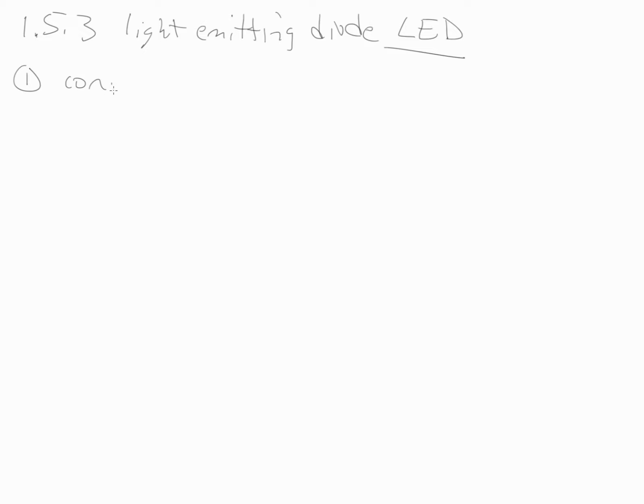And then in section 1.5.3, they talk about the light emitting diode, or LED. What an LED does is it converts current into light. And it is run in forward bias.